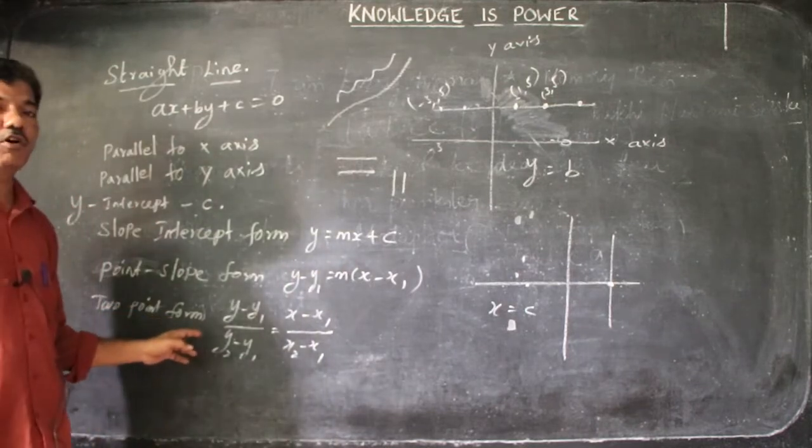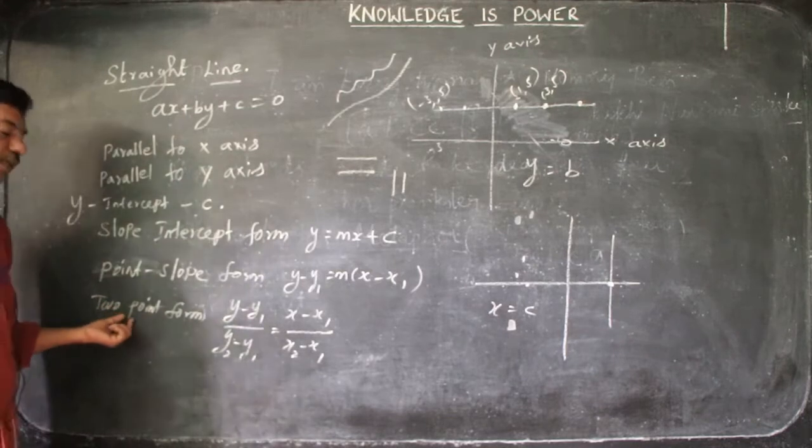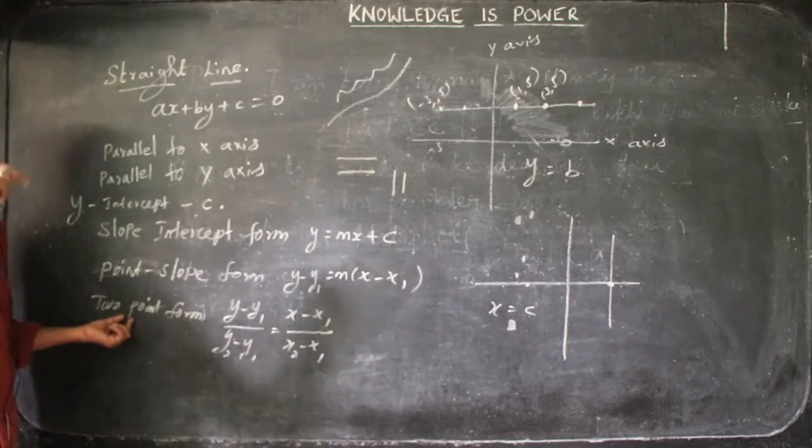Next, the 2-point formula to find out the equation, when 2 points are given.